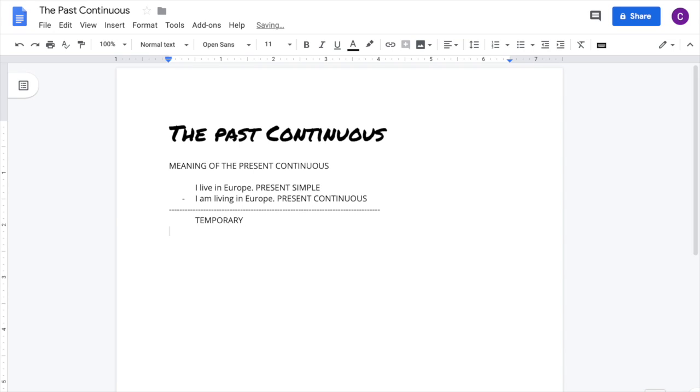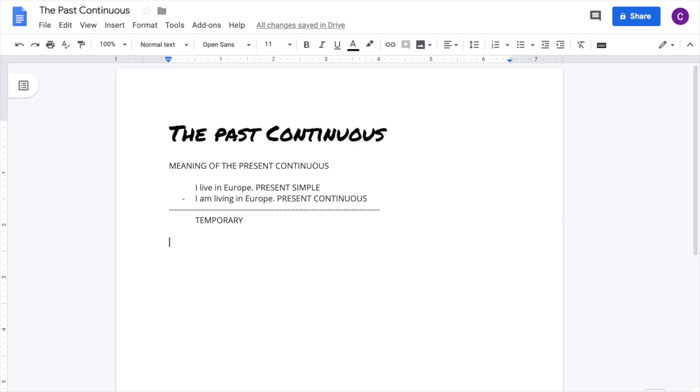And this is the reason that sometimes we need to use the continuous, because some things are just naturally temporary. So if I say she's sleeping, well, she won't sleep forever. That's naturally a temporary thing. That's why I say she's sleeping instead of saying she sleeps. Okay, so keep that in mind. The continuous means temporary, and it's going to mean that also in the past.